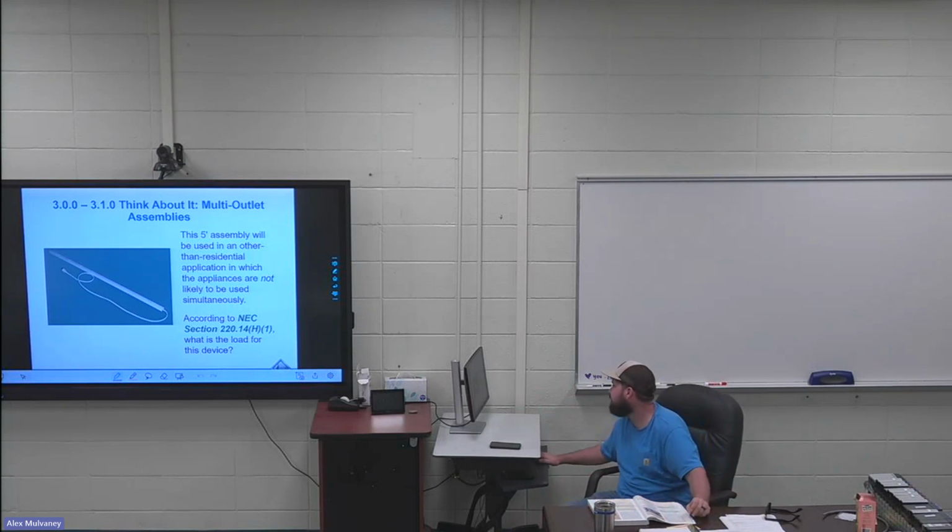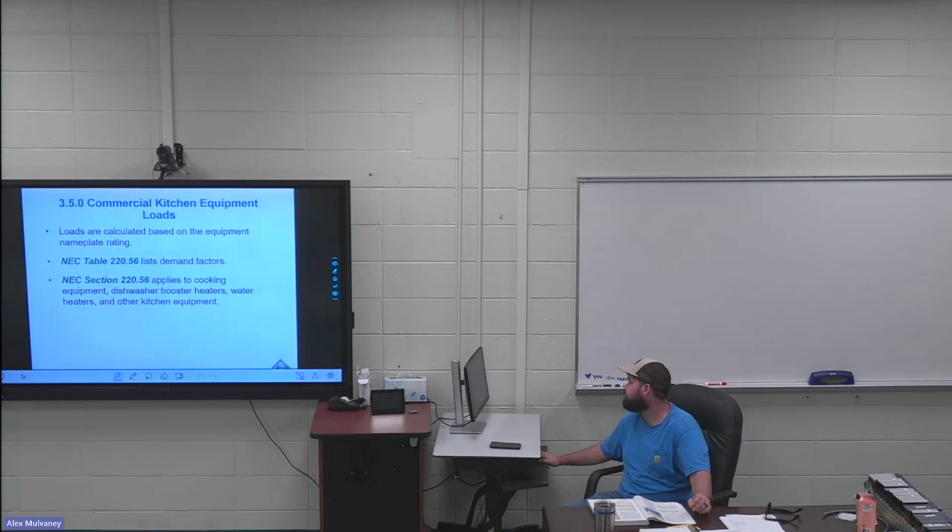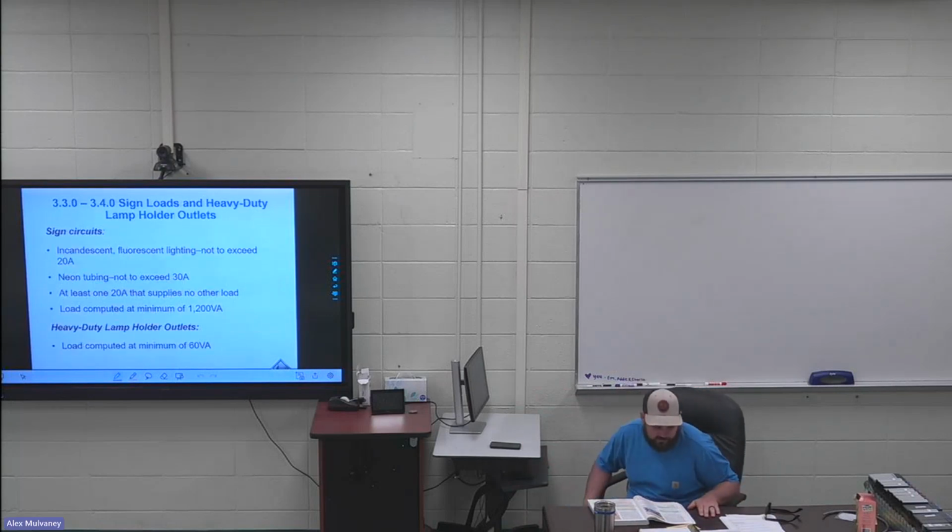340. Keep up with the slides. 340, first sentence is highlighted. This is loads for heavy duty lamp holder outlets. Per NEC section 220.14(E), outlets for heavy duty lamp holders are calculated at a minimum of 600 volt-amps each. Pretty much all you need to know. If you see a question on heavy duty lamp holders, however many there are, times 600 volt-amps.